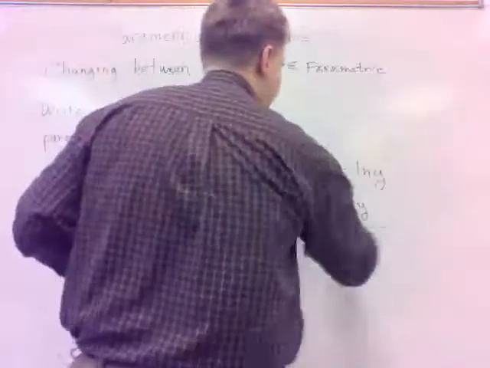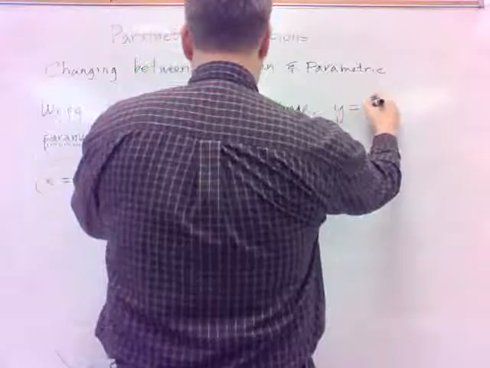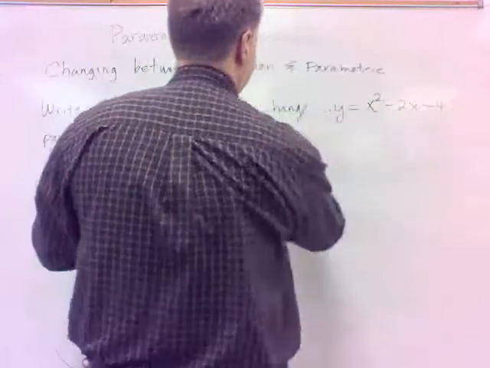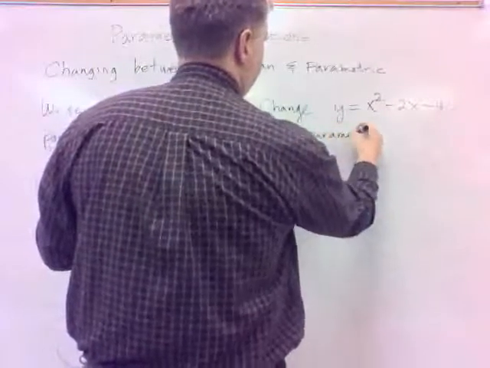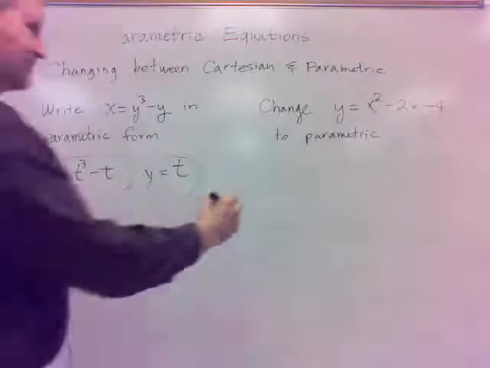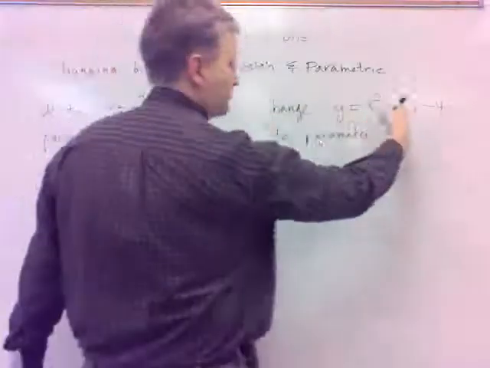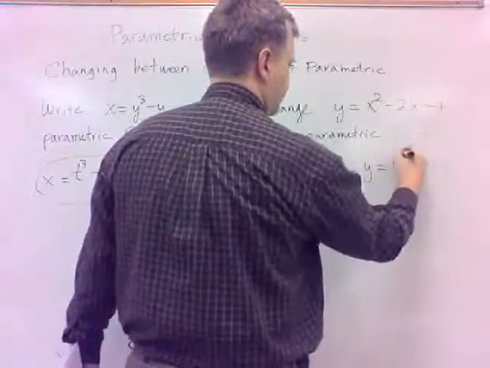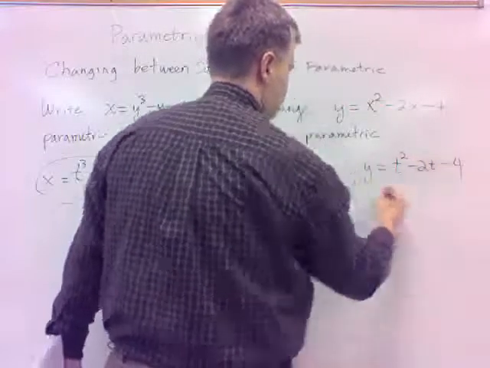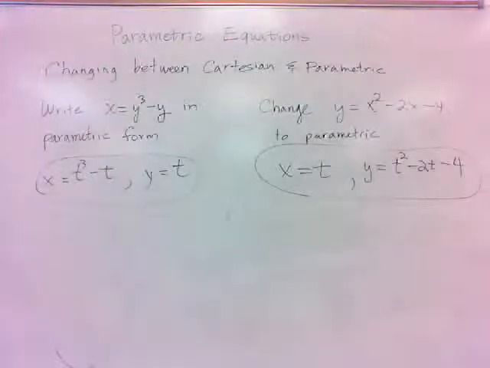Okay, so what if I change y equals x squared minus 2x minus 4 to parametric form? The roles are reversed there, aren't they? Which one's going to be my t? t equals x, yeah. So the x equation is just going to be t, because then y would be t squared minus 2t minus 4. Okay. So in that way, it's pretty nice.